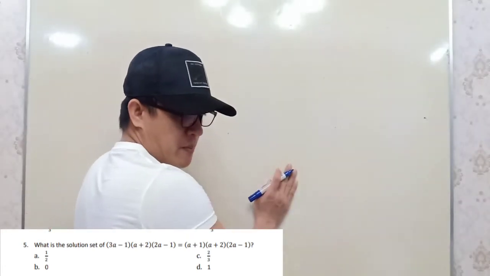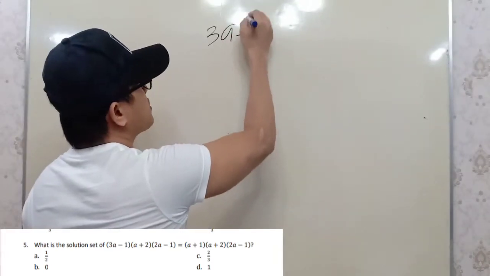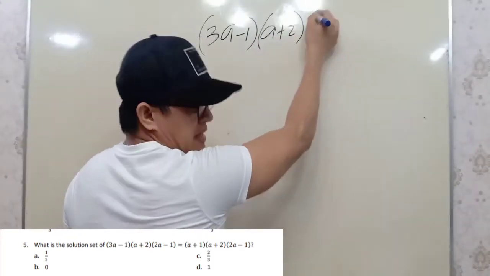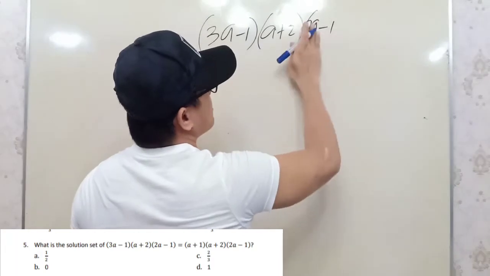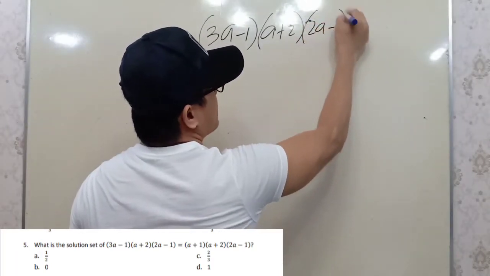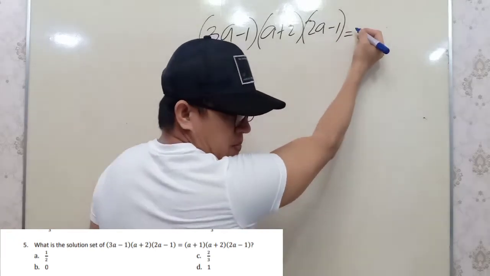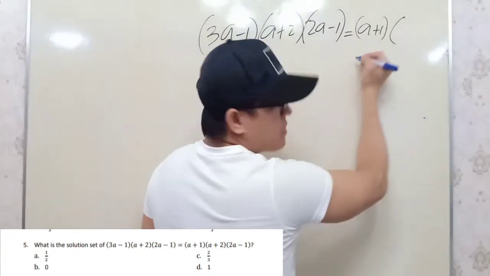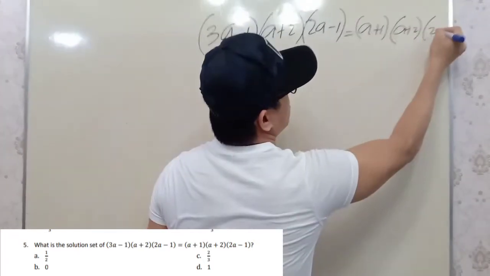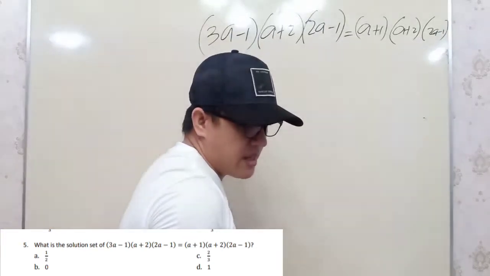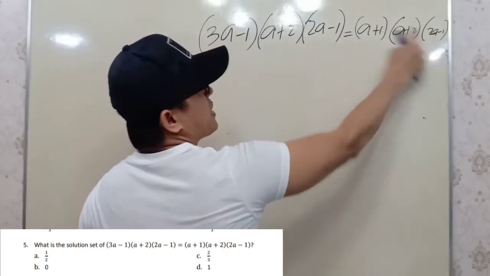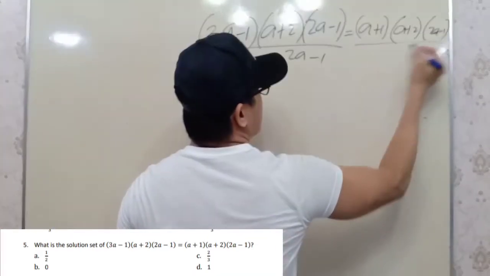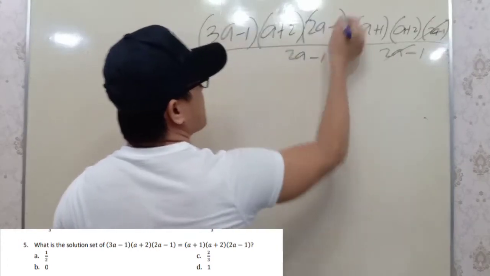We have 3a minus 1 times a plus 2, and then 2a minus 1, sorry, this is 2a minus 1, is equal to a plus 1 times a plus 2 and then 2a minus 1. Okay? There you go. So, 2a minus 1, 2a minus 1, ika-cancel natin yan kasi i-divide natin yan. We say 2a minus 1 para divide natin 2a minus 1. Okay? Cancel that, cancel that, cancel this, cancel this.